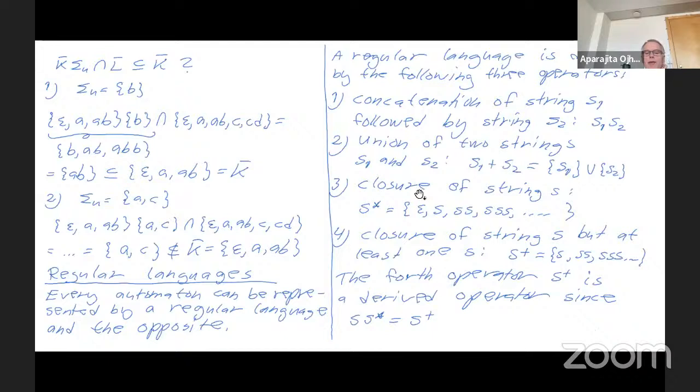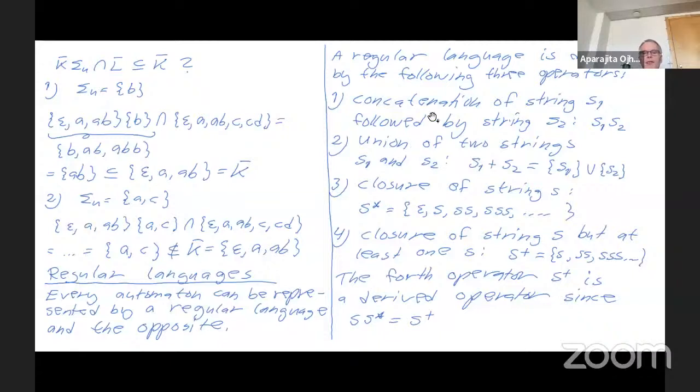Finally, we have the closure of strings, which means that we are also able to represent loops. So S star means in this case epsilon, S, SS, SSS, repeated, etc. And we'll soon see some interesting examples of loops when we use this closure of strings.